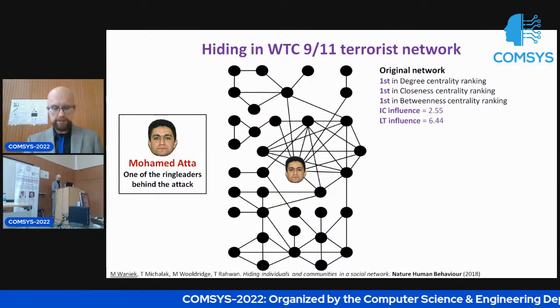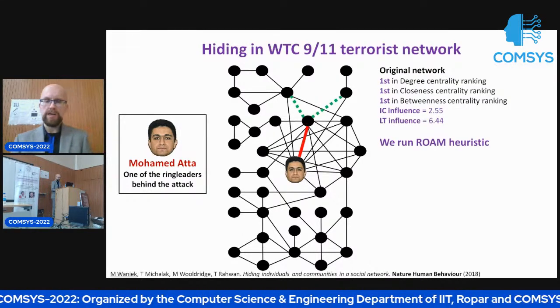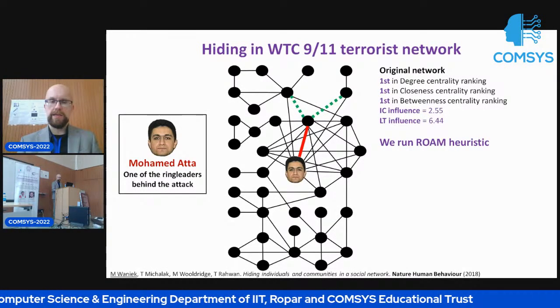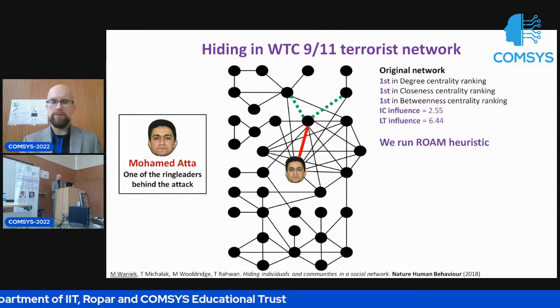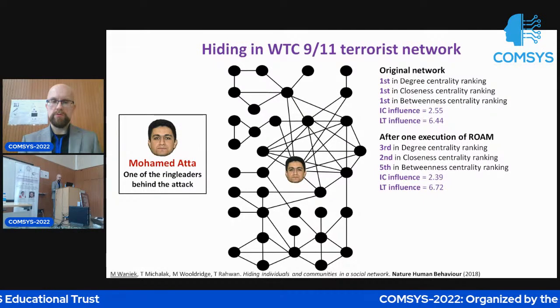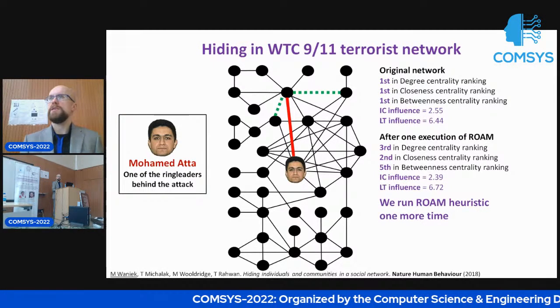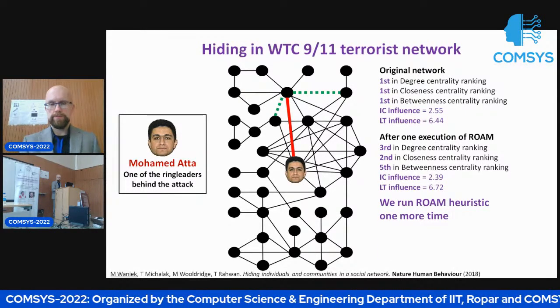So let's see what happens if Atta would use ROME. We run the ROME heuristic once. We remove one of Atta's edges, and we connect the neighbor that we removed the connection from with two of our other nodes. And let's do it one more time. Again, we disconnect Atta from one of his neighbors, and we connect this neighbor to two other nodes.